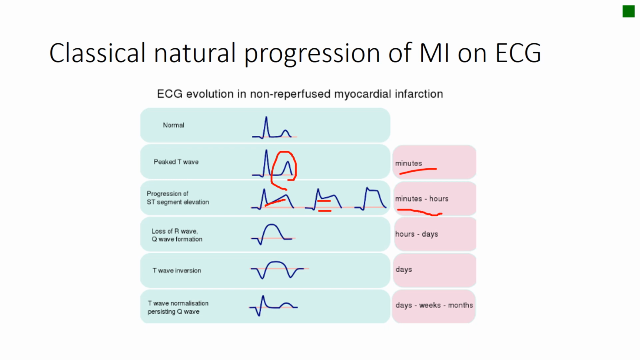Then you lose the R wave and you get the beginning of the Q wave forming after hours to days. Then you get T wave inversion, the opposite way around than it normally is, after a few days. And then often after days, weeks and months, you get the normalization of the T wave back to normal, but you're left with this Q wave often. That's the classical picture of MI, and how the waves progress in the ST segment, and what happens with the T wave and the Q waves that form.